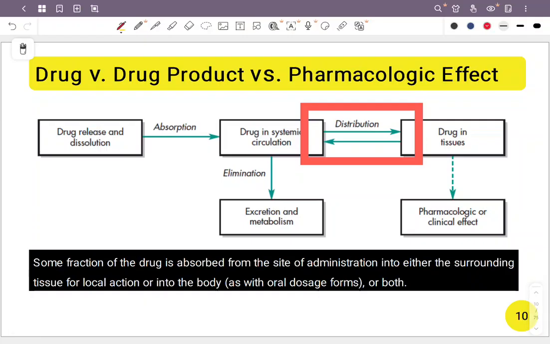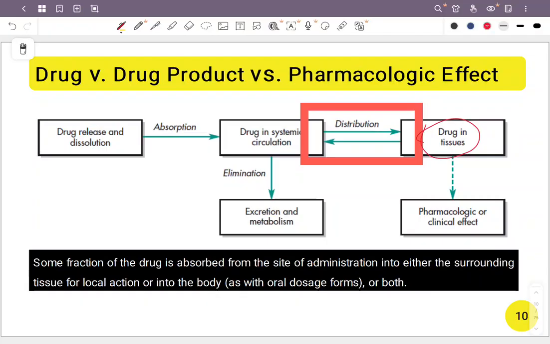Then, specifically, some fraction of the drug is absorbed from the site of administration into either the surrounding tissues for local action or into the body. Then, if into the body, guys, that is our systemic na effect, no? Pero, main idea lang ta, basta distribution, atong drug mo adto from systemic circulation, mo adto na siya sa atong mga tissues. So, depends na lang if tissues for local action or tissues nga naay mga receptors, then, ano siya, kanang systemic na action.